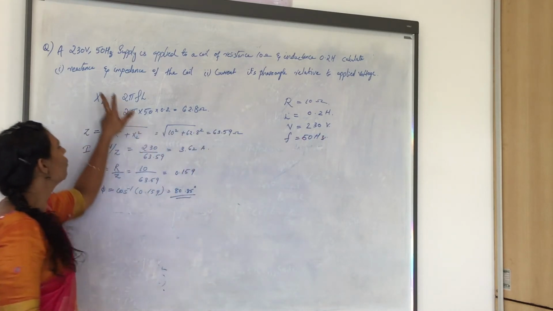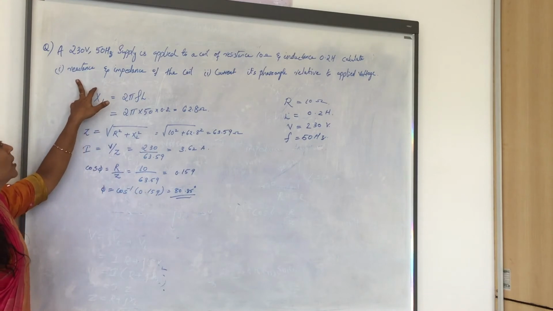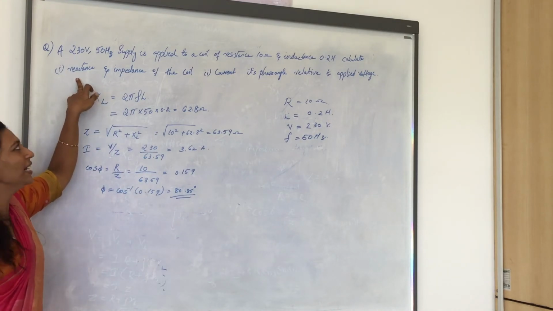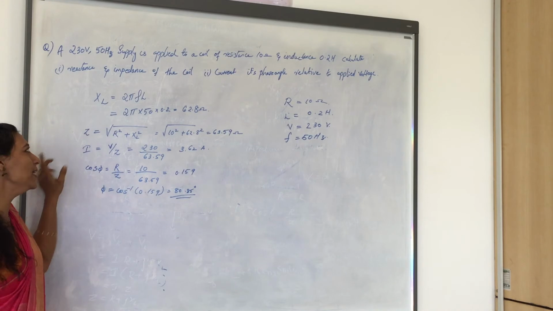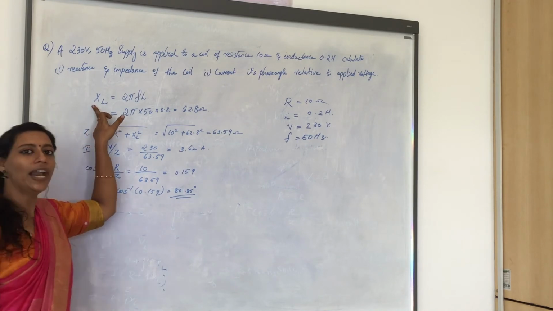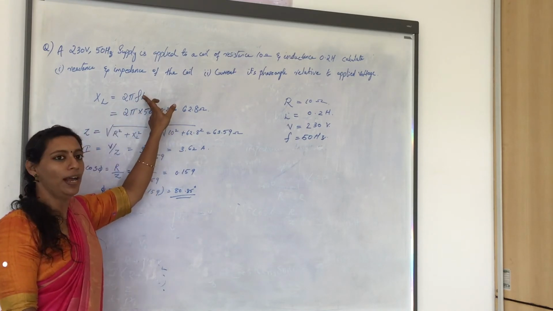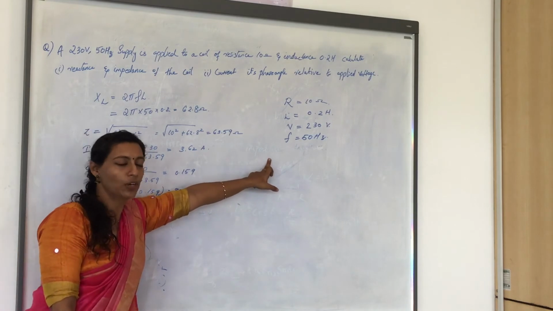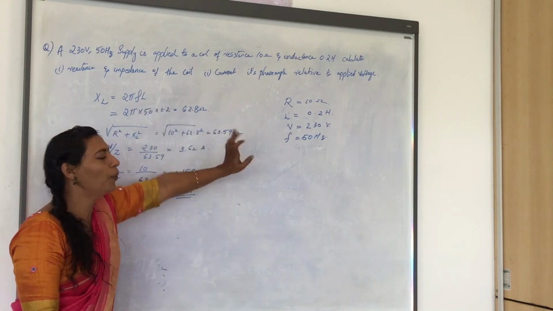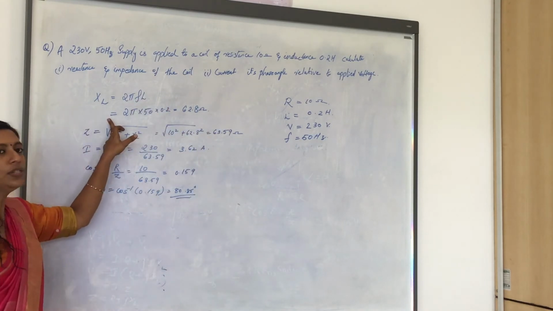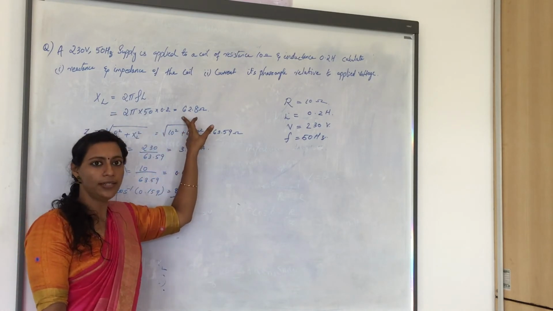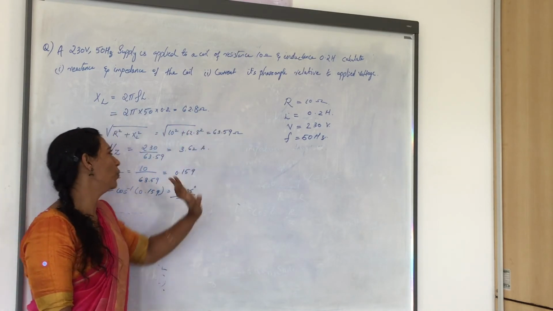First question is find reactance. The inductance, therefore inductive reactance XL. The equation for XL is 2 pi F into L. F is 50 Hz frequency, L is 0.2 Henry. Substituting these values, we get 62.8 ohm.